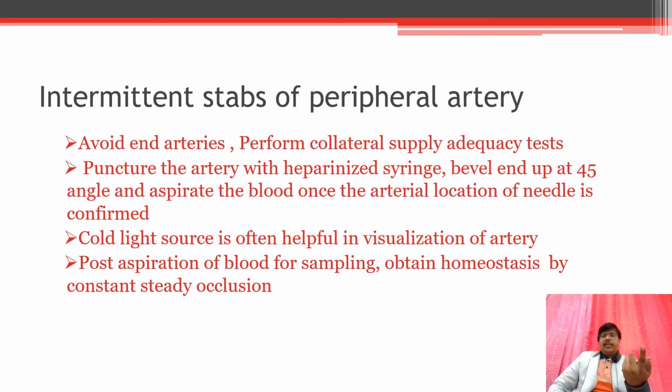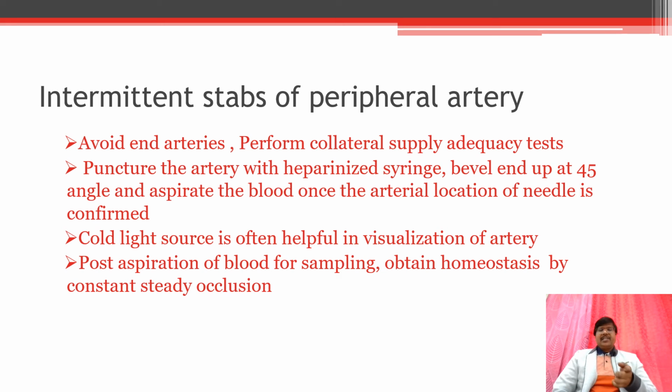So intermittent stabs of peripheral artery is an acceptable alternative when you cannot get a cannula or don't need a cannula. In more mature babies, you don't need IBP, correct? You can have an NIBP cuff of appropriate size in a baby, say more than 1 kilo. In those, it is still sampling, so we need intermittent stabs of peripheral artery, but still avoid end arteries. Perform a collateral supply adequacy test, Allen's test.